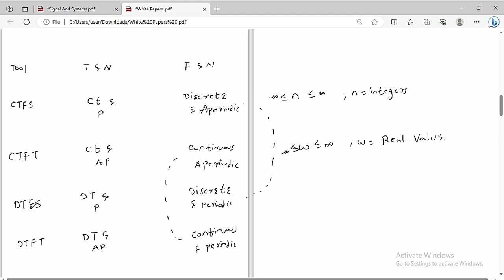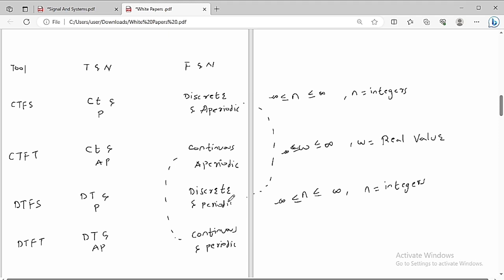Now, the same thing for this one. These things I already told you. Discrete time Fourier series means here also we are going to use the value of n, the same concept. Here also n is equal to integers, which means discrete.